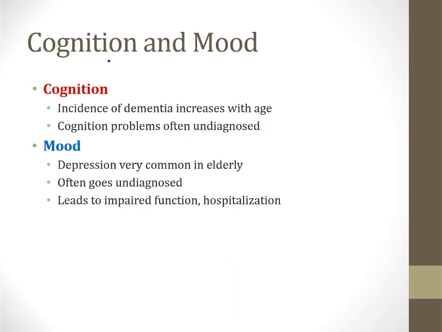In elderly patients, we screen for cognition and mood. So cognition we screen for because the incidence of dementia increases with age. And also, this is often undiagnosed. Many elderly patients can hide their cognition problems by trying to always talk about familiar things. But if you screen them for this and ask them for detailed answers to questions, you'll uncover the fact that they are having memory problems.